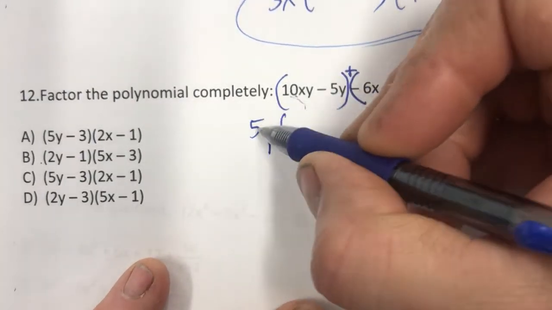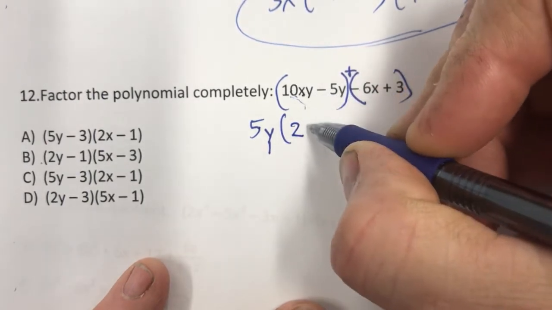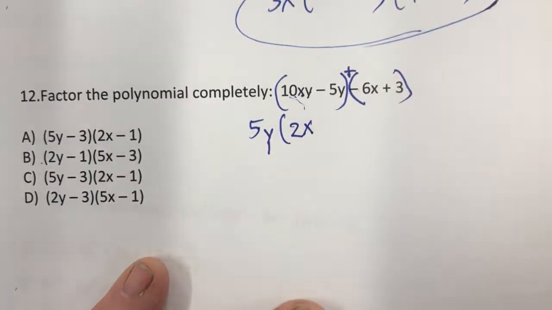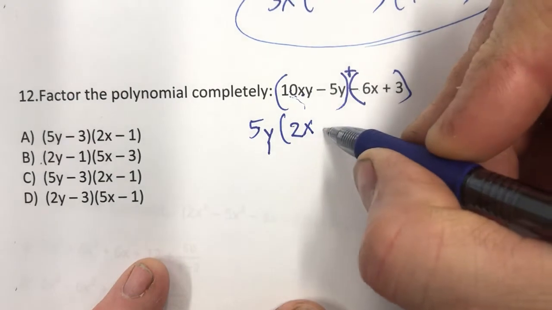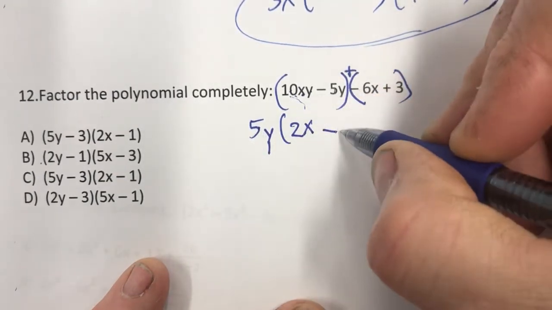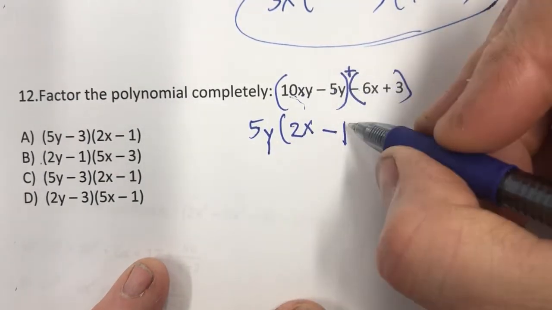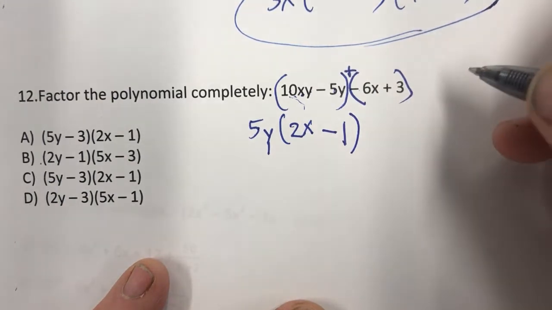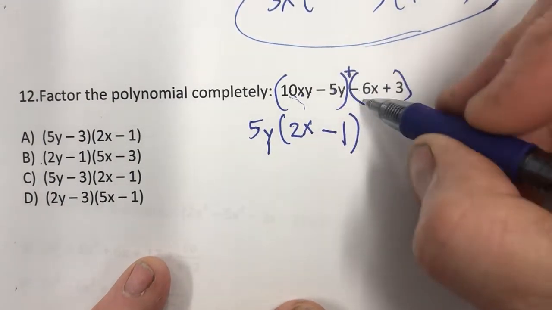So if I do it, 10 divided by 5 is 2. I've got an x. I'm not dividing it out. But my y divides out. Minus 5 divided by 5 is 1, and the y's divide out. So there's what I get when I do that grouping.